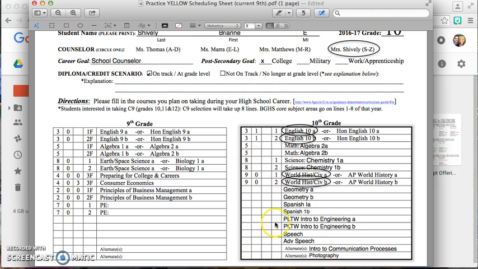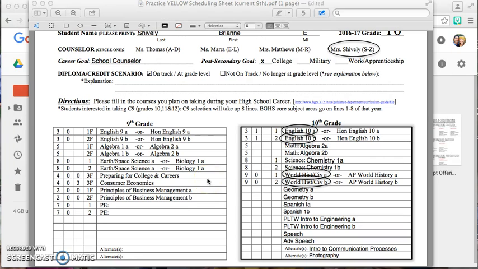This will be crucial because next week when you are going to get into Skyward and do your course requests online, you will need to have these numbers to search for the courses that you are requesting. So it is very important that you do use that course code sheet to fill this in correctly so that you're requesting the right classes through Skyward.